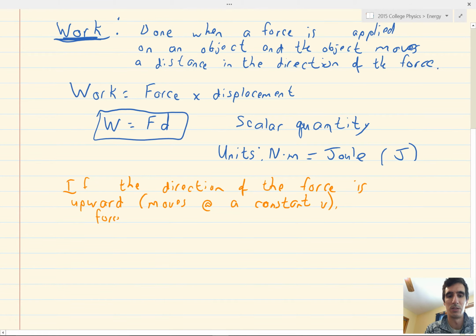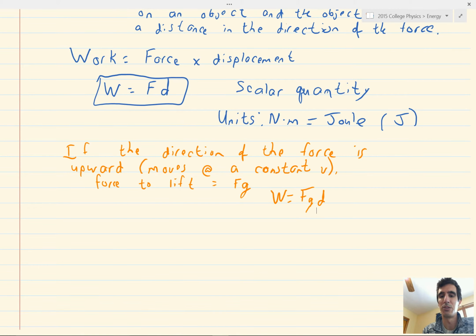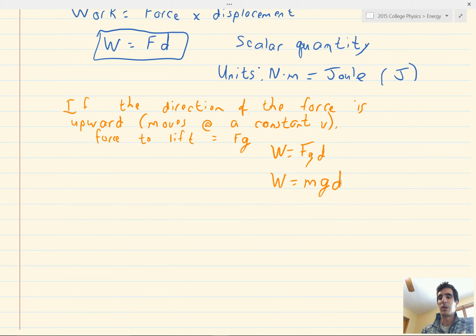So force to lift equals Fg. So if you know the mass of the object, we could say that work is equal to Fg times how high you lift it. And Fg from before is Mg. So work could also equal Mgd. Okay, anyways, so I lift that object upwards. I'm applying an upward force, and the object is moving up, so we're doing positive work on it.